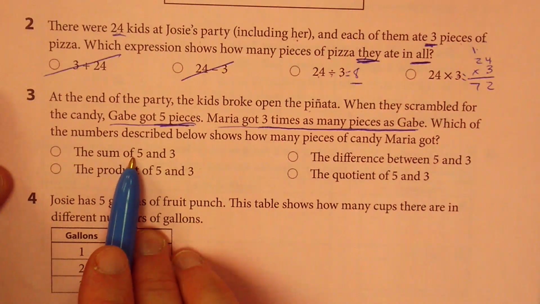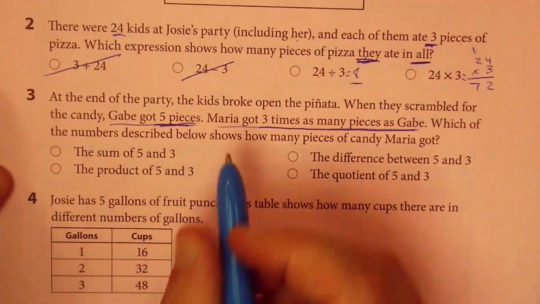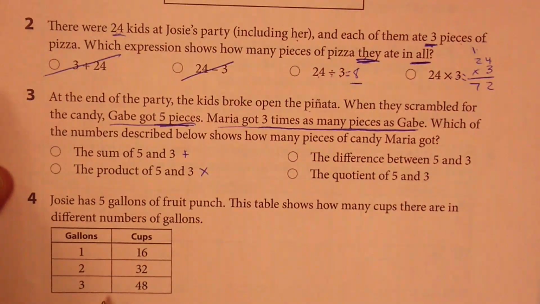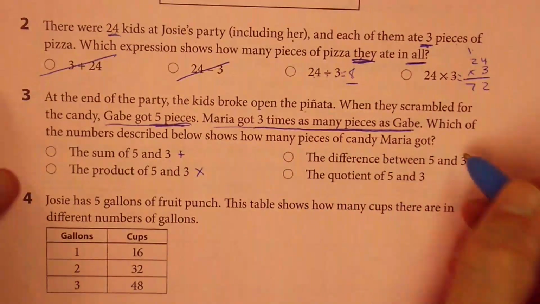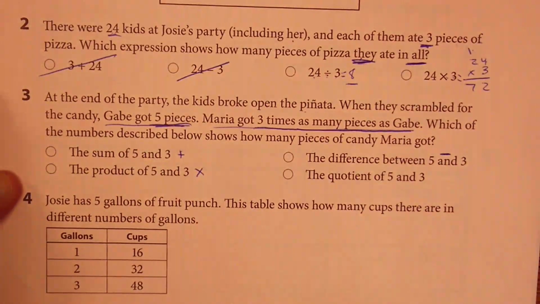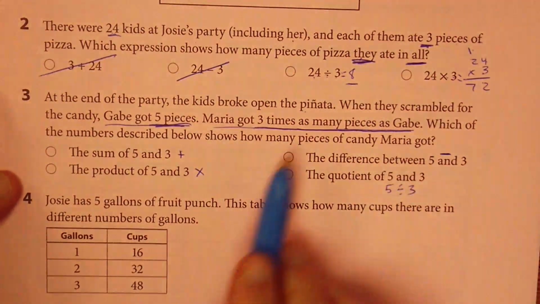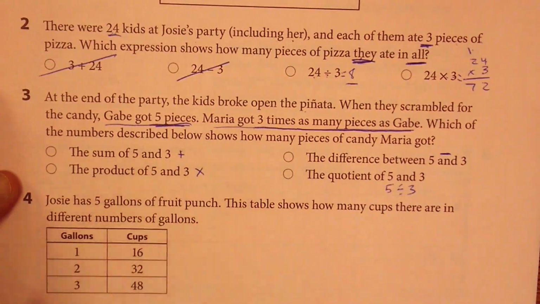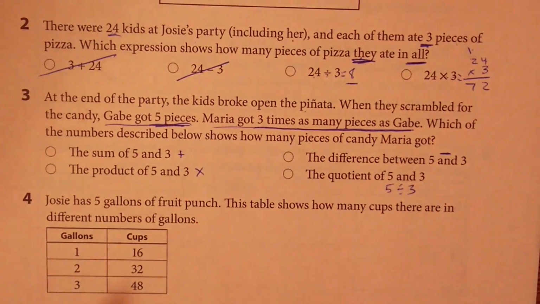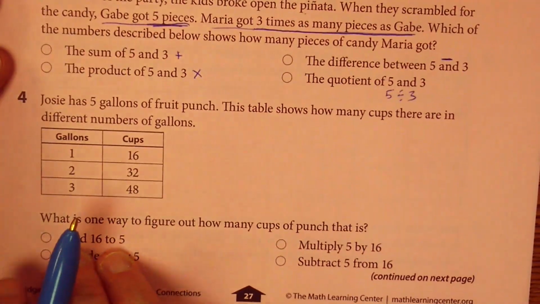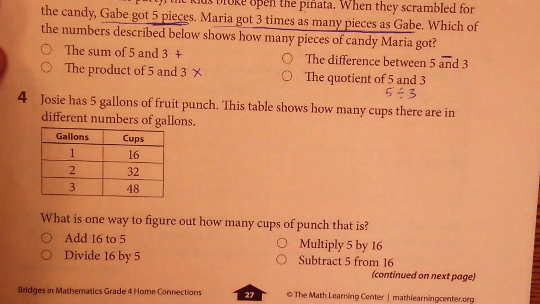Are we going to do the sum of 5 and 3? Sum would be plus. Are we going to do the product of 5 and 3? That would be times. The difference between 5 and 3, that would be minus. The quotient of 5 and 3, that would be dividing. It says 3 times as many pieces. So I'm going to let you make that choice on your own, okay? 3 times as many pieces. Use those words to help you figure it out.